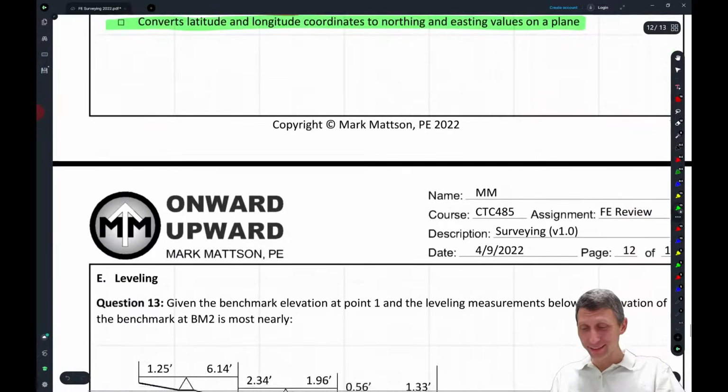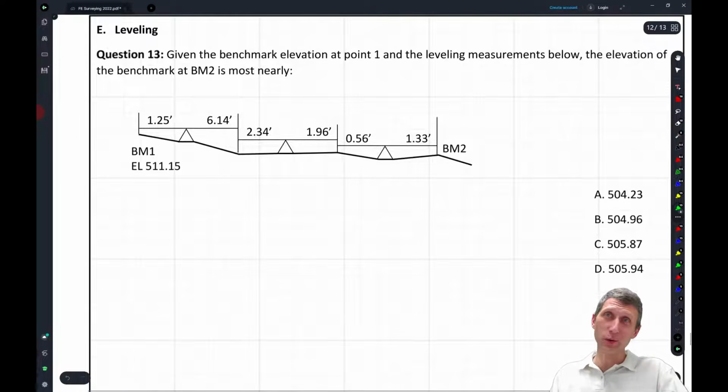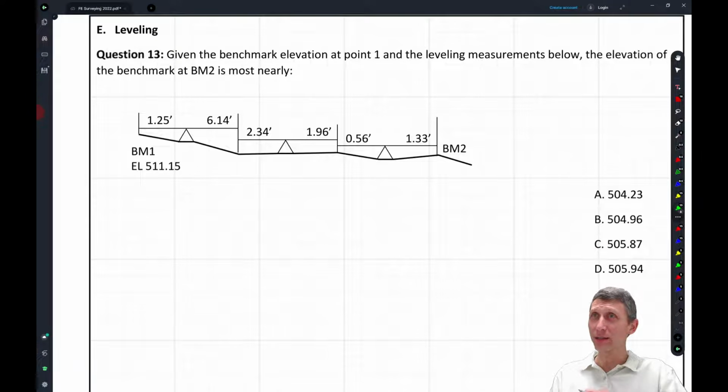The last couple questions here get into leveling. I had another question here, but it was kind of redundant, so I started back with this one. This is a typical benchmark survey run. I didn't close this one. I just said, if you're given this run, what's the elevation benchmark to?